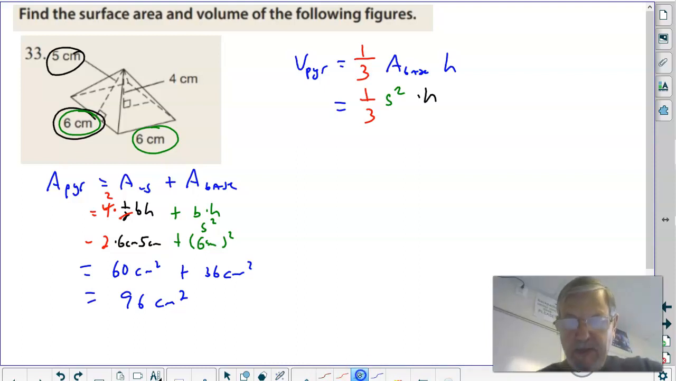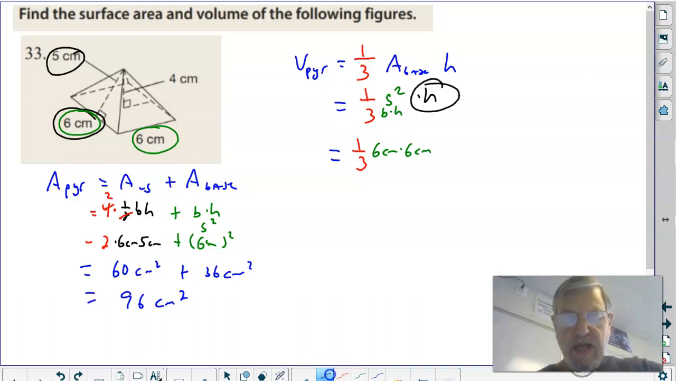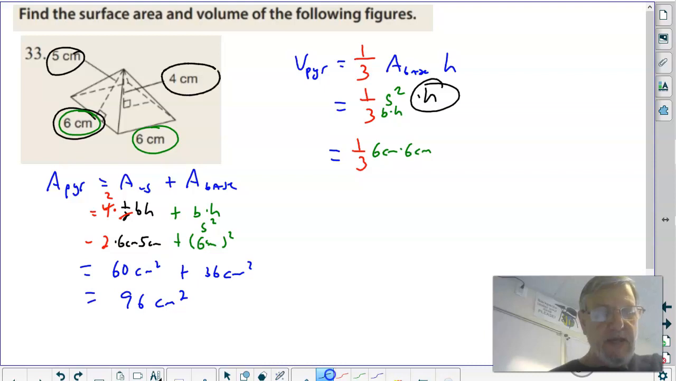Okay. Now be careful. If you would have used base times height here, make sure that for the area of the base, it's the base of the base and the height of the base, and the other black H is the height of the whole pyramid. Students get that mixed up, but that's a key there. All right, let's work our way through this. The 1/3 is a third. Side squared, or base times height, is 6 centimeters squared, or 6 centimeters times 6 centimeters. Now, what is this H? The height of the pyramid. See how it's the perpendicular distance from the base to the peak of the pyramid? So this is 4 centimeters.